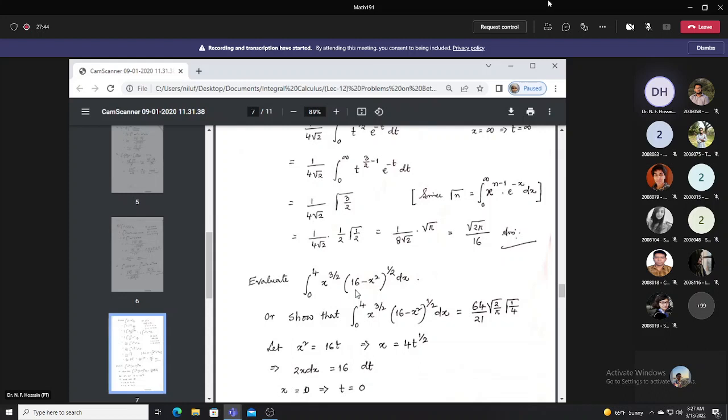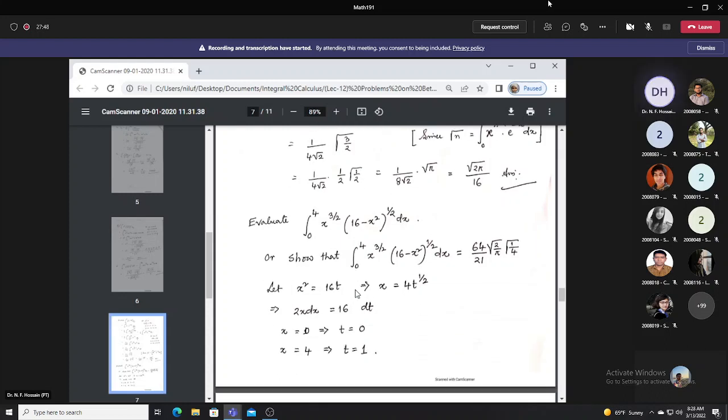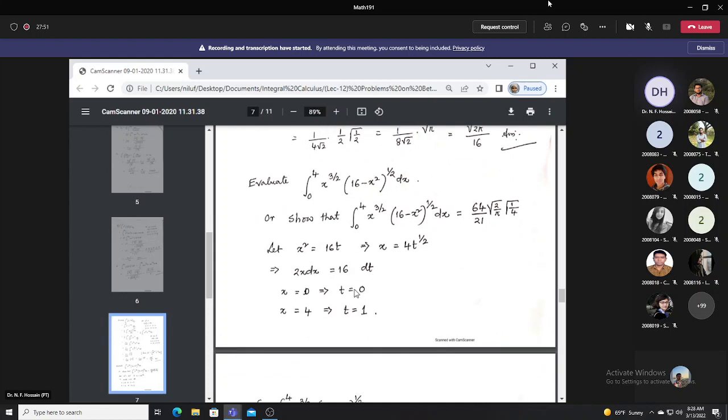And gamma 3 by 2 can be written as half into gamma half. So gamma half is root over pi. This is the answer. Now this one, here also you need a substitution.